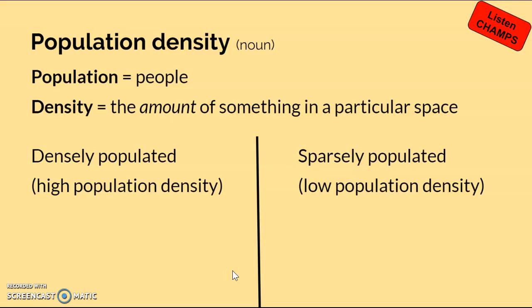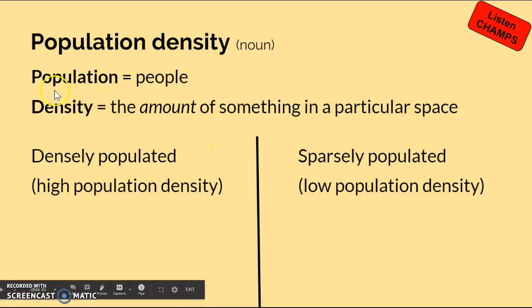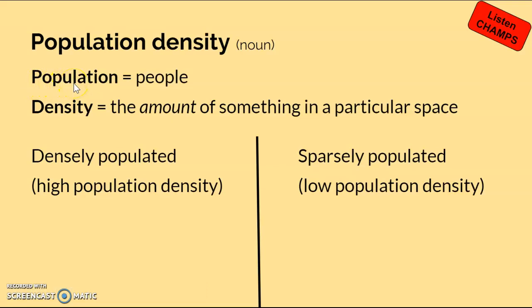Population density is a word that if you know the two parts, you know what it means. Population just means people. You can almost see the word people here in the first 5 letters. Density is the amount of something in a particular space. So population density, we usually refer to the number of people per square mile or per square kilometer. And so population density is just how many people in a certain amount of space.